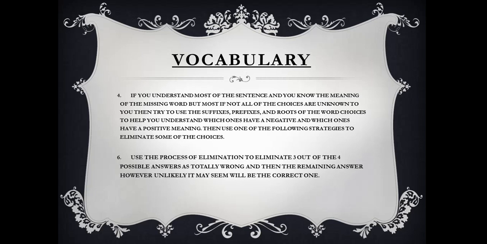And the next strategy, strategy number 6, which we're going to use along with number 4, states the following. Use the process of elimination to eliminate 3 out of the 4 possible answers as totally wrong, and then the remaining answer, however unlikely it may seem, will be the correct one. So in the following example, we're going to use these two strategies together to see how we can answer the vocabulary question quickly and accurately.